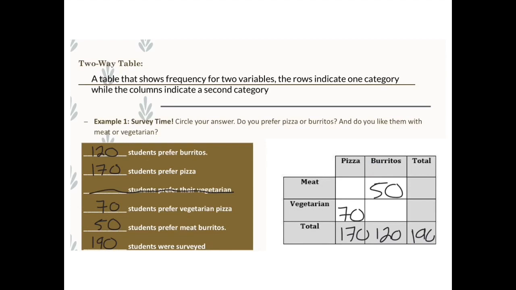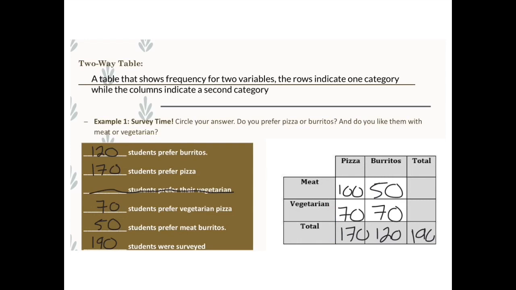Now we have some missing information, and we're going to use our columns here to help fill that out. If we know that there were 120 total burrito people, then we can do 120 minus 50 to fill out our gap here, and 120 minus 50 is going to be 70. So you now know that there were 70 people who liked vegetarian burritos. Using that same process, we know there were 170 people who preferred pizza. Of those 170, 70 of them like vegetarian, which means that the remaining 100 are going to like them with meat. And again, I got that 100 by just doing 170 minus 70.